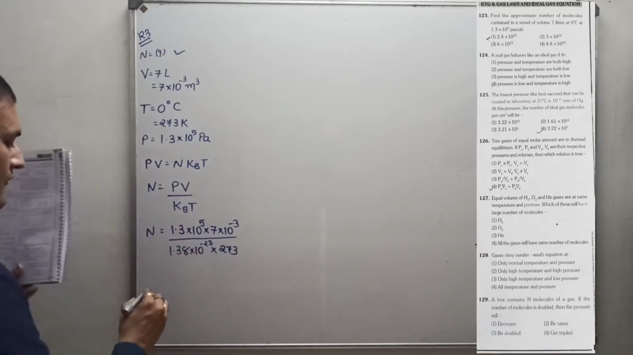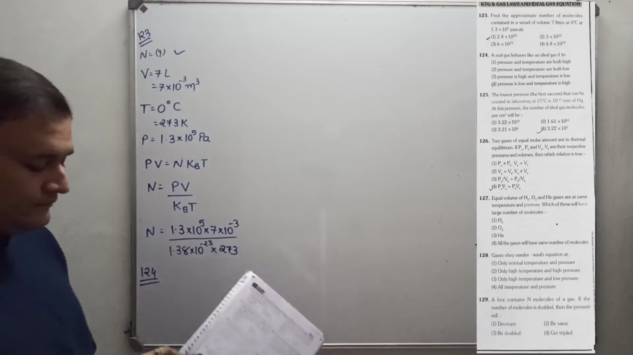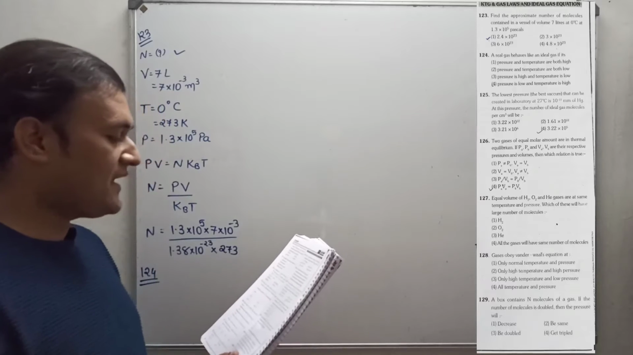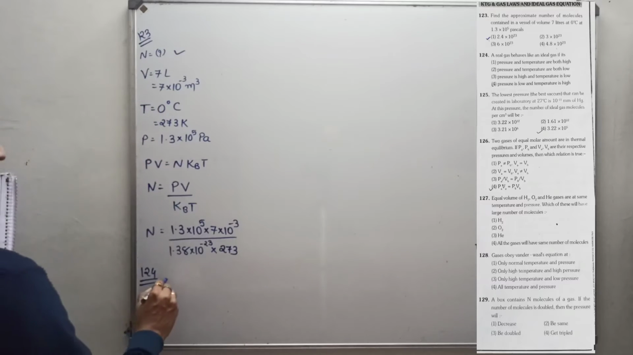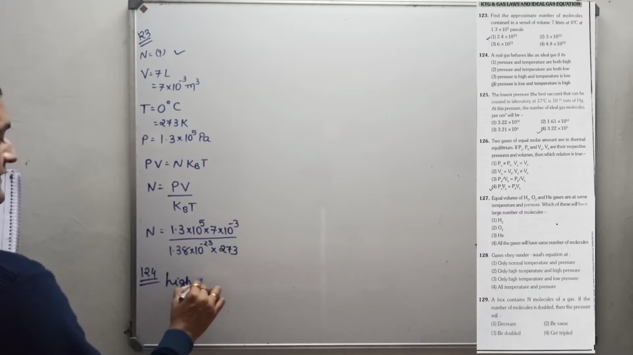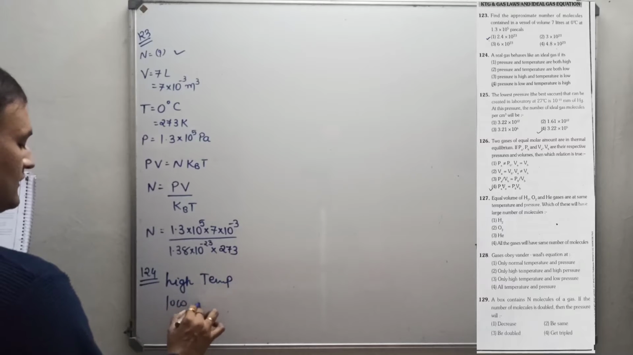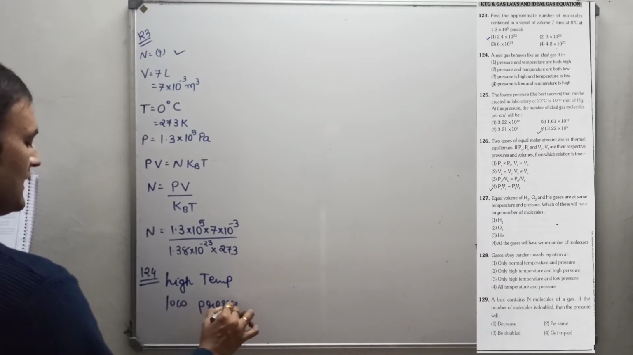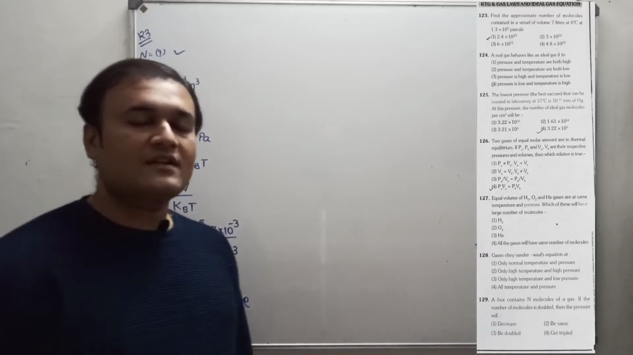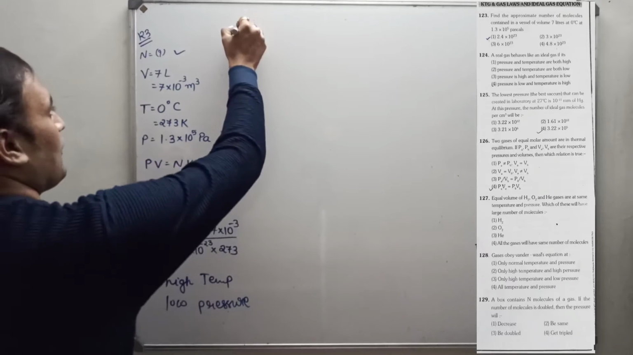Okay, now 124. A real gas behaves like an ideal gas at high temperature and low pressure. It is high temperature and low pressure. We saw this when we studied the ideal gas equation.